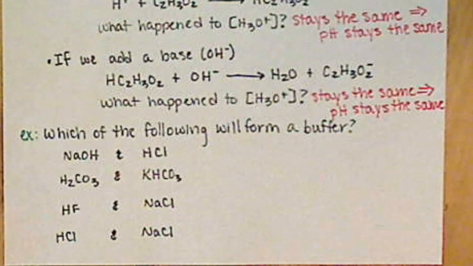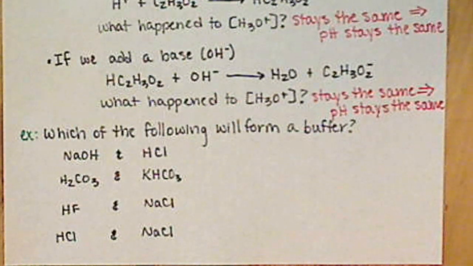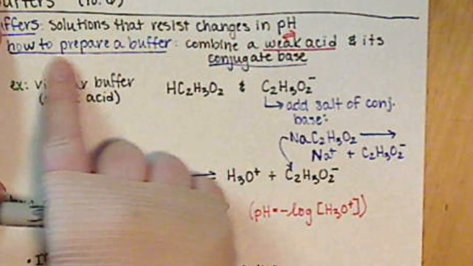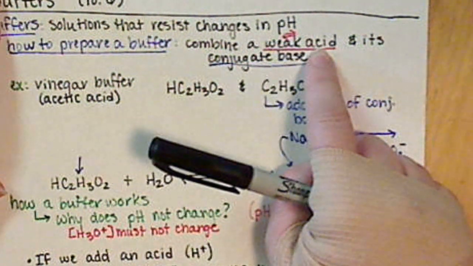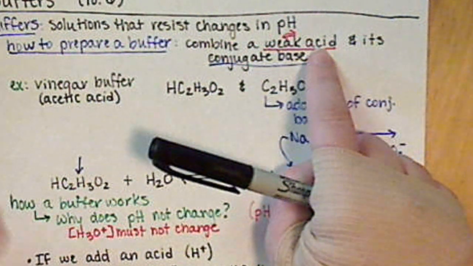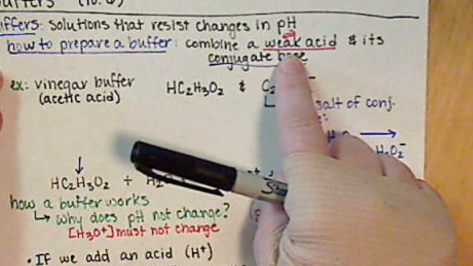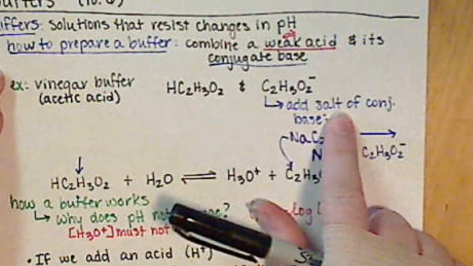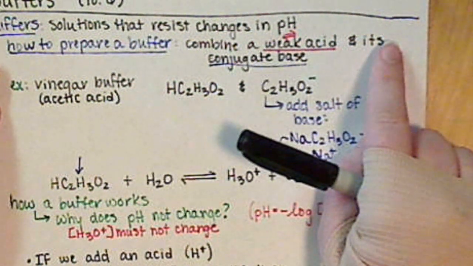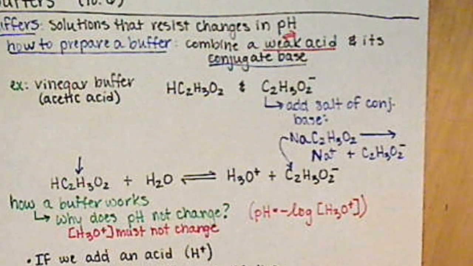All right. So in order to prepare a buffer, we have to have 2 conditions that are met. 1, we have to have a weak acid. Going back up here to our definition, how to prepare a buffer, we have to have a weak acid, or a weak base. We can have the opposite buffers. If we have a weak acid, we also have to have its conjugate base, which is usually going to be in the form of the salt of the conjugate base. If you combine a weak base, then you'd have its conjugate acid. So we'd have that acid-base combo happening.